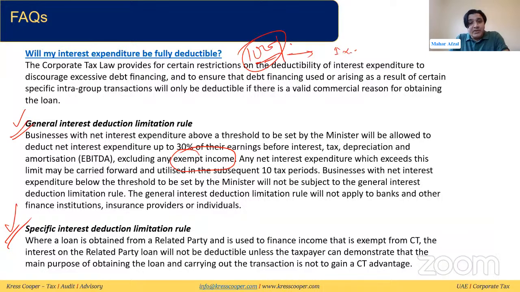Specific interest deduction rules apply where a loan is obtained from a related party and is used to finance income that is exempt from corporate tax. We have discussed what type of exempt from corporate tax, like paying a dividend, profit distribution, repurchase, reduction of share capital, acquisition of share capital. The interest on a related party loan will not be deductible unless the taxpayer can demonstrate that the main purpose of obtaining the loan and carrying out the transaction is not to gain a corporate tax advantage.